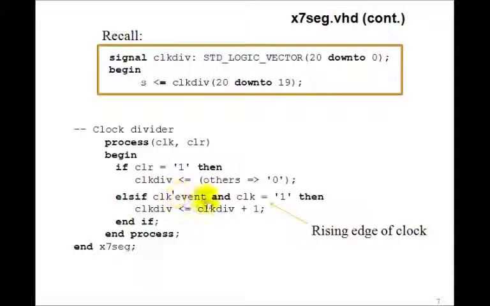Else, now this funny clock tick event and clock equals 1 means that on the rising edge of the clock we increment the clock div by 1, that is, we make it a counter. So this is how we make a counter. Don't worry about these details for now. We're going to come back and talk about these in later lessons in more detail. But this is how we get the counter to work, and we set S to the upper 2 bits to get the low frequency counter to work.